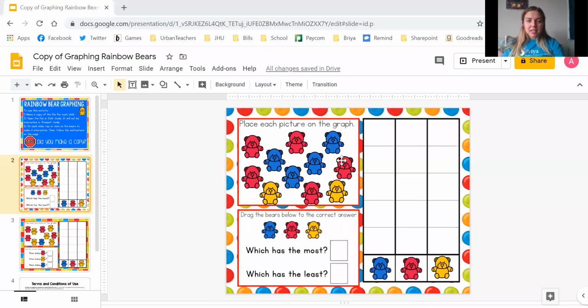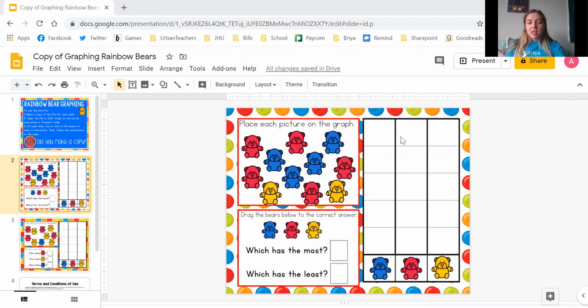The math game that we're going to play today is going to be on my screen so you guys can see it and I can see it. We can work together to play the game. This game is about graphing. Graphs. Can you guys say the word graph? Graph.